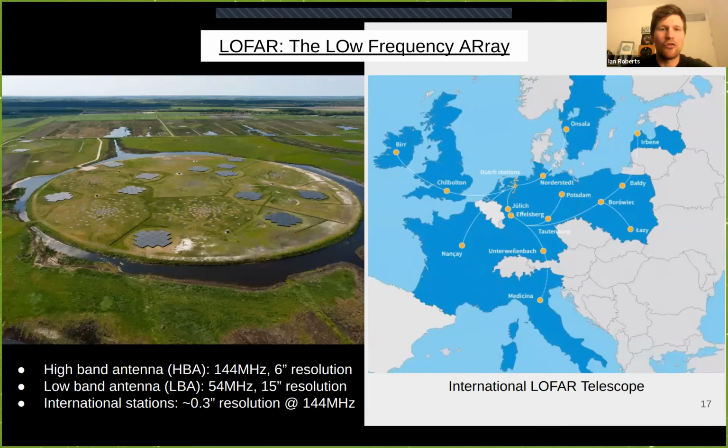So LOFAR. LOFAR is an interferometer, the Low Frequency Array. There are two components to the LOFAR telescope. There are the Dutch stations, which are distributed throughout the Netherlands. On the left-hand image here, I'm showing you one example. This is what's called a superterp in the Netherlands. This is a collection of actually 6 LOFAR stations.